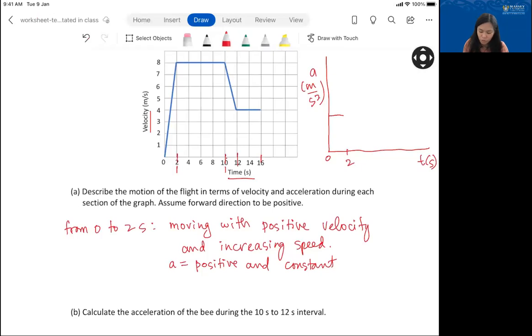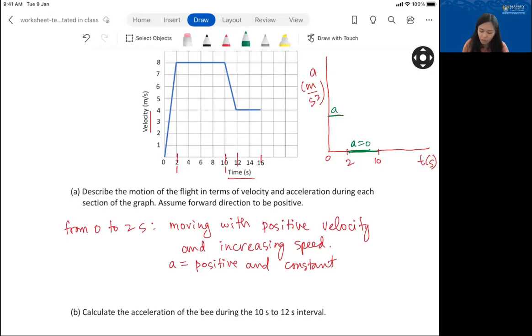And then from 2 to 10 seconds, the velocity is constant, and we know acceleration is change in velocity. Because the velocity is not changing, then your acceleration is 0 from 2 to 10 seconds. So the acceleration here is positive from 0 to 2, and then acceleration is 0 from 2 to 10 seconds.